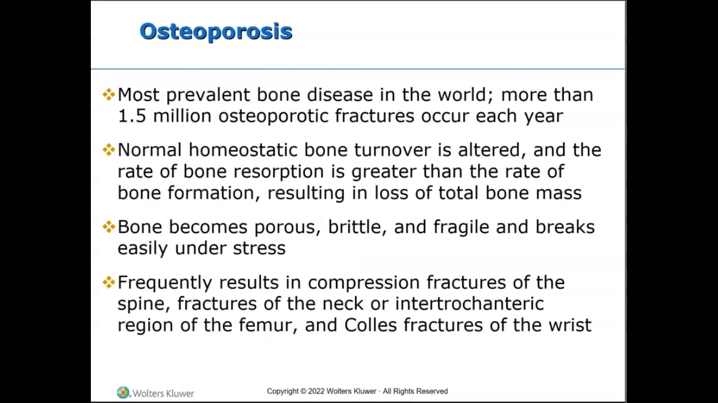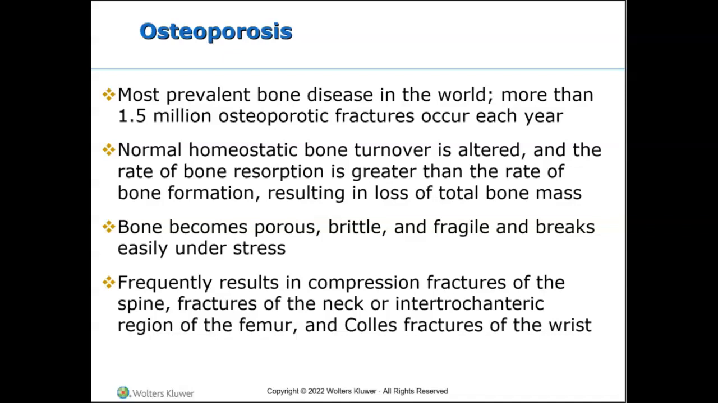Again, osteoporosis is the most prevalent bone disease in the world. We have more than 100 million people, with about 2 million orthopedic fractures each year. Normal homeostatic bone turnover is altered in these patients, and the rate of bone resorption is greater than the rate of bone formation, thus resulting in loss of total bone mass. Bone becomes porous, brittle, fragile, and breaks very easily under stress.